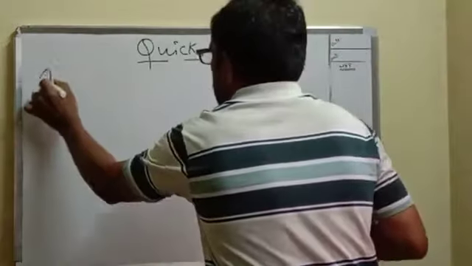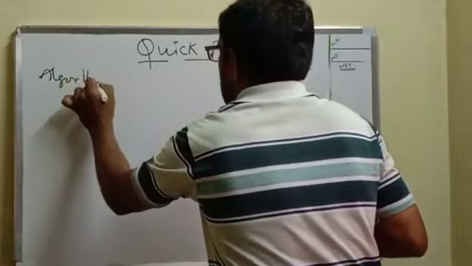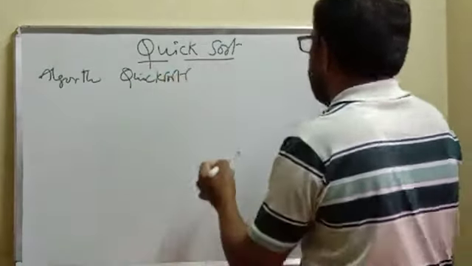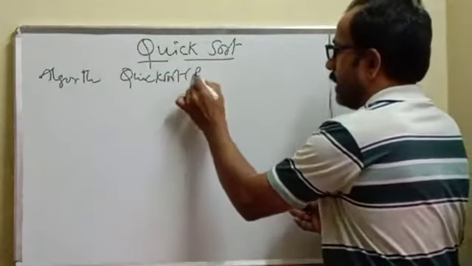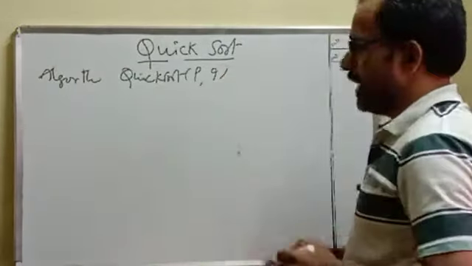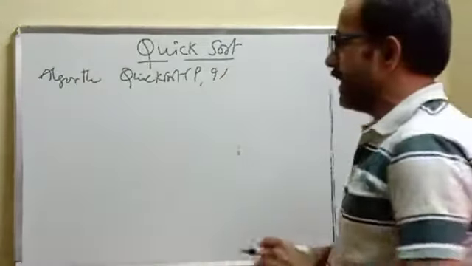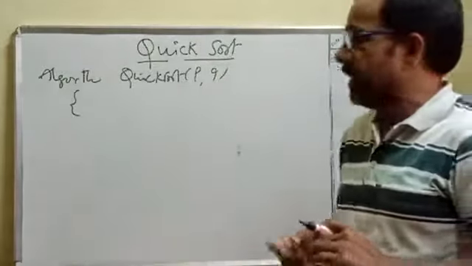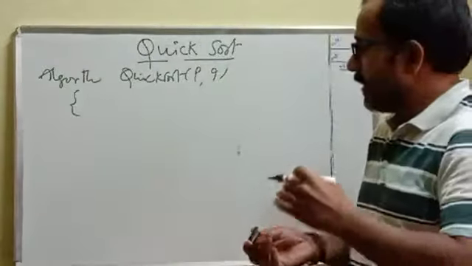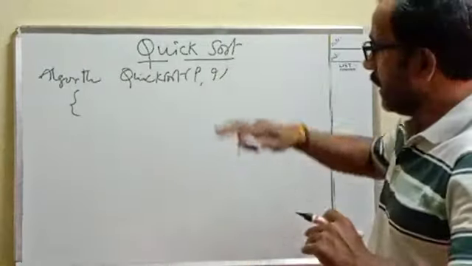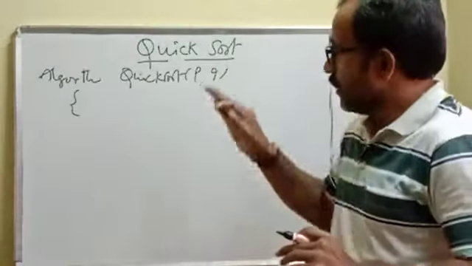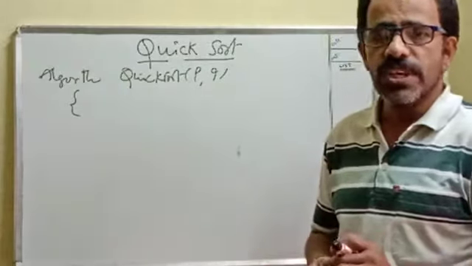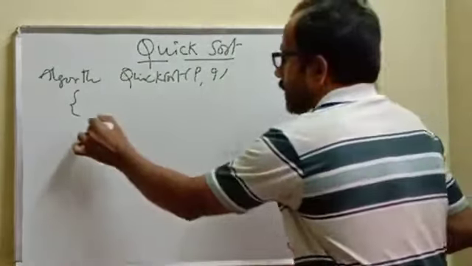Suppose, algorithm quicksort of p, q. You can take any subproblem, where the initial index number is p and the last index number is q. Then what is actually the divide and conquer approach? The divide and conquer approach initially verifies whether the problem is smaller or larger. The beauty of quicksort is that if the problem is smaller, we say that that particular element is there in the solution sequence. So we need to verify first.